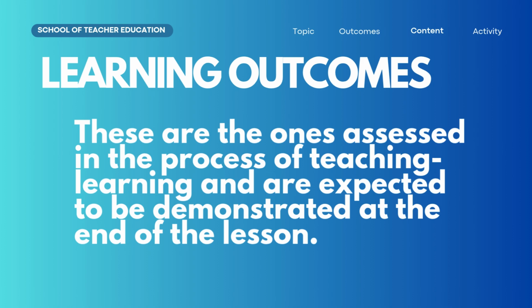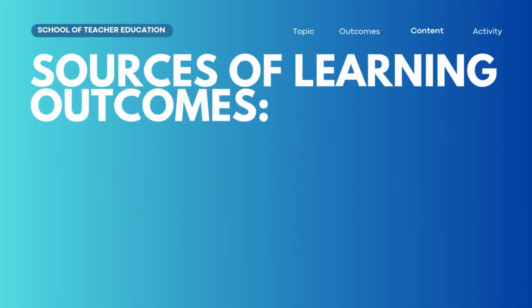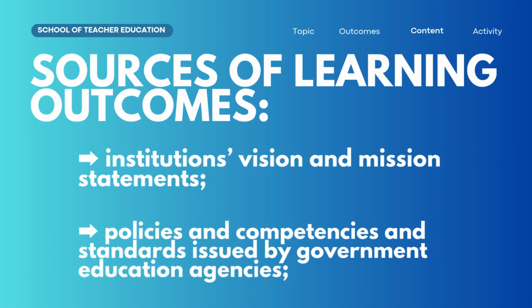They are concrete targets of instruction and assessment, where the competencies will be assessed during and after teaching. In other words, learning outcomes articulate expected student performance in clear, observable, and accessible terms. So here are the different sources of learning outcome. First, the institution's vision and mission, which aligns outcomes with the school purpose and values.